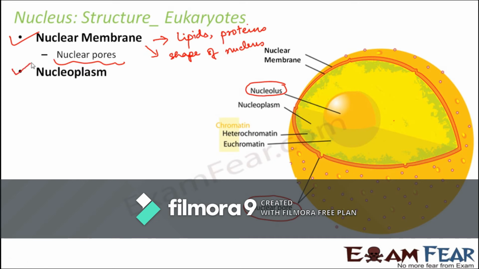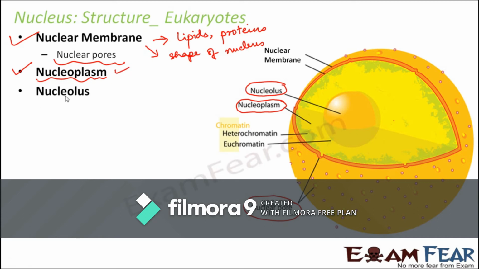Then the next important structure is the nucleoplasm. Like how we have cytoplasm inside the cell, similarly we have nucleoplasm inside the nucleus. What is nucleoplasm? It is a fluid which fills the entire empty space inside the nucleus. Here you see the yellow colored space inside, that is the nucleoplasm. All other structures are embedded in this nucleoplasm. The nucleoplasm is made up of nucleoproteins, nucleic acids, proteins, enzymes, and minerals. All of these constitute the nucleoplasm.